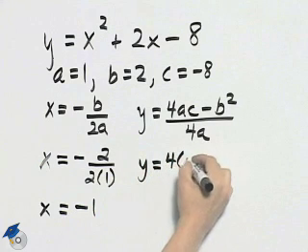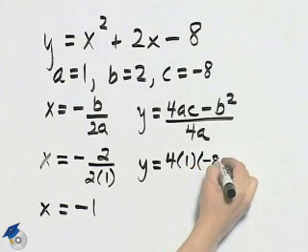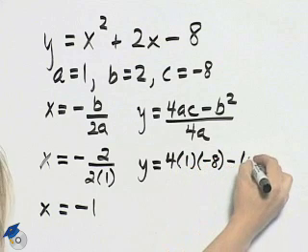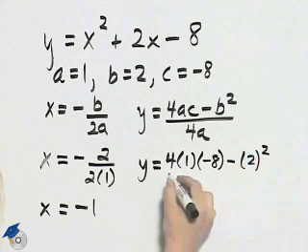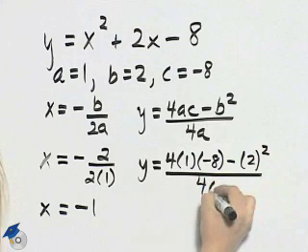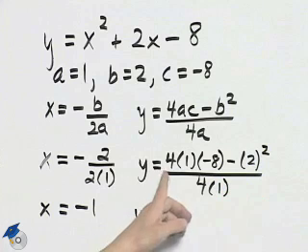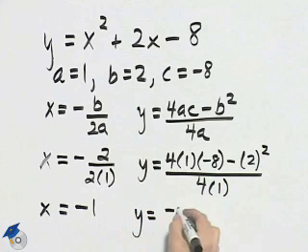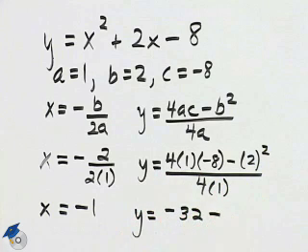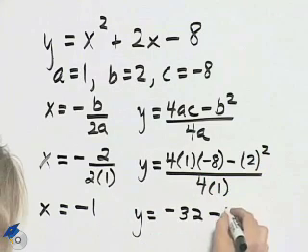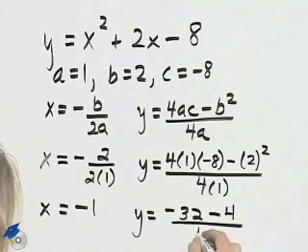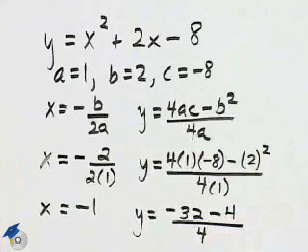I'll have 4 times 1 times -8 minus 2 squared all over 4 times 1. Now simplifying, 4 times 1 times -8 is -32. Subtract 2 squared, which is 4. We'll have that all over 4.